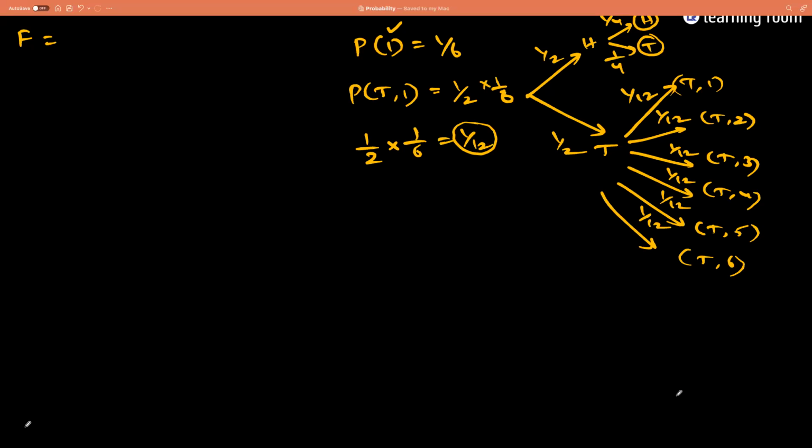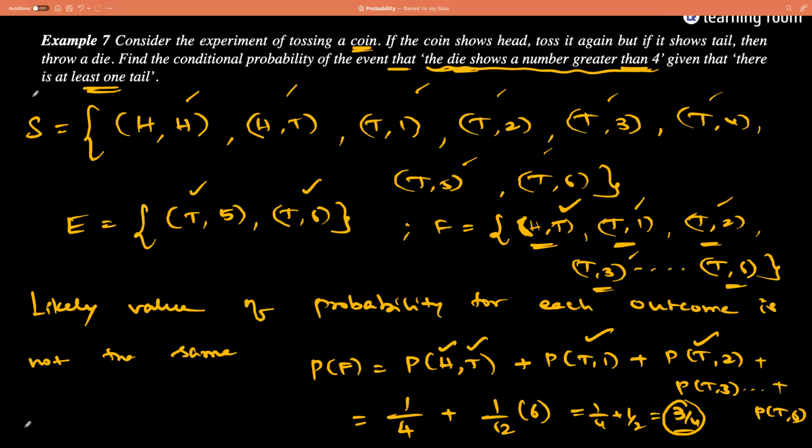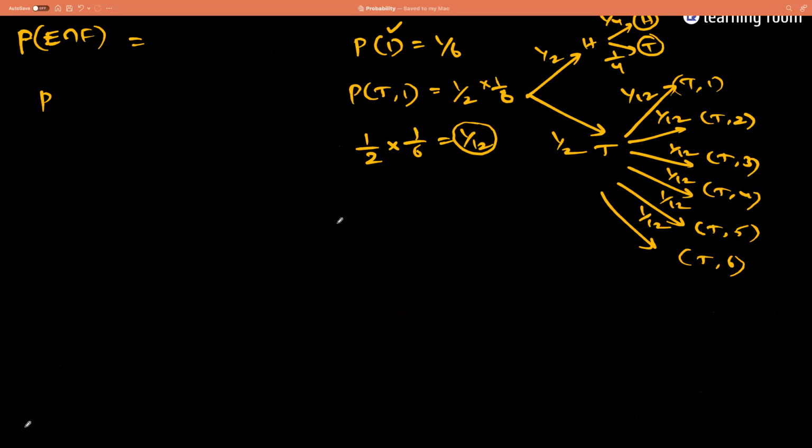So what is probability of E intersection F? That will be probability of getting a T comma 5 or T comma 6. So that will be probability of getting a T comma 5 or probability of getting a T comma 6, which is going to be 1 by 6.